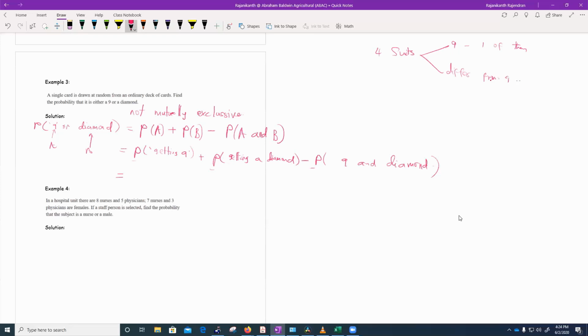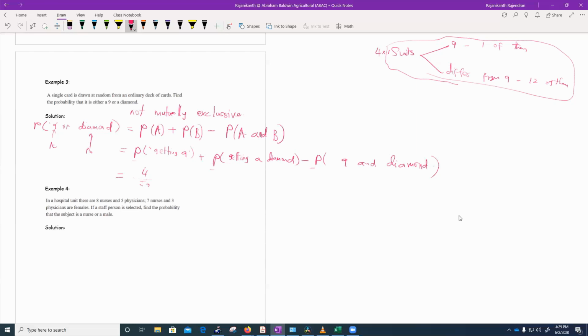There are 12 of them, right? This is for just one suit. For one suit, there are 13 cards. Okay, so one is number 9. The remaining 12 are separate cards. But you have four suits, right? Clubs, spades, diamonds, and hearts. Therefore, getting number 9 is four possibilities. There are four nines in a card pack out of 52.